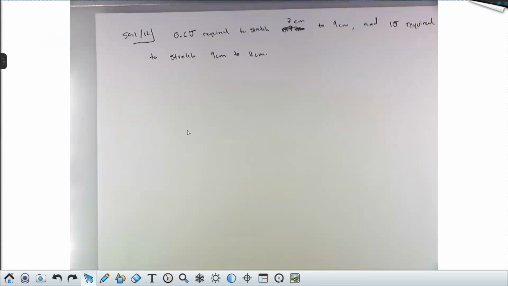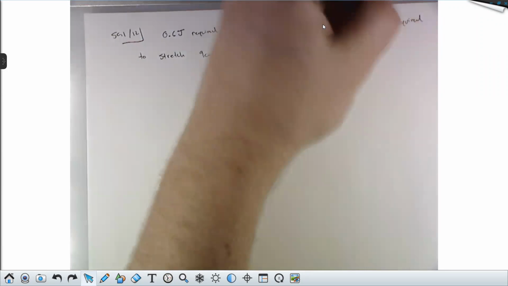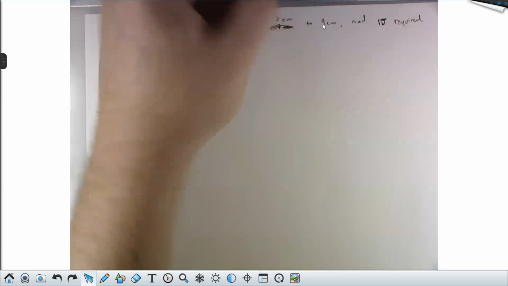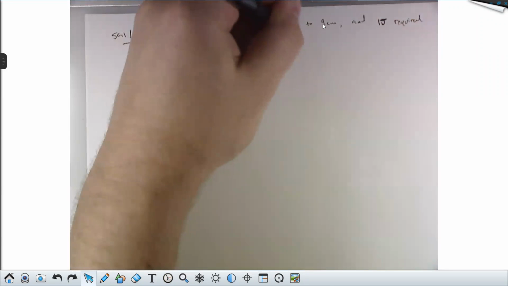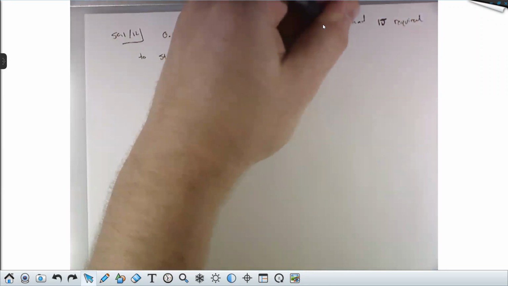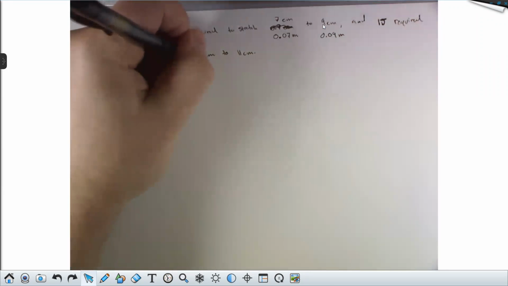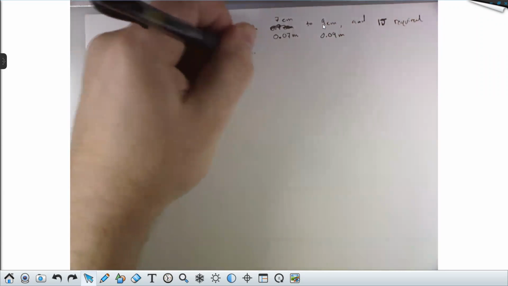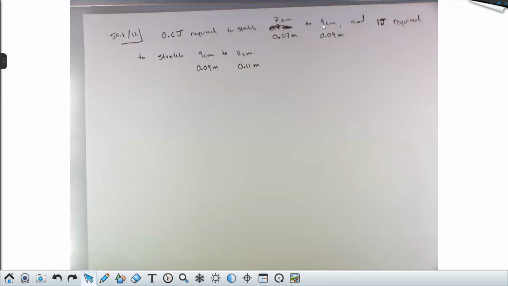The first thing I would do is convert everything to SI units. So joules, those are already in SI units. Those are Newton meters, but centimeters are not SI units. And this is 1 joule here. So 7 centimeters is 0.07 meters. 9 centimeters is again 0.09 meters, and 11 centimeters is 0.11 meters. Here's the picture.